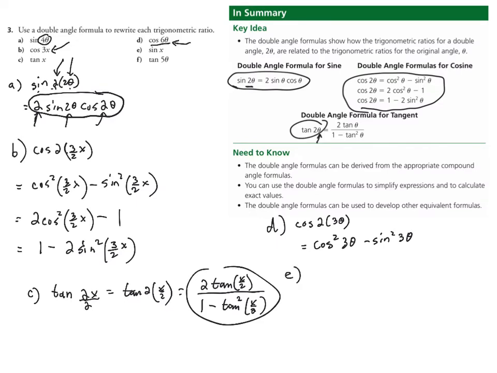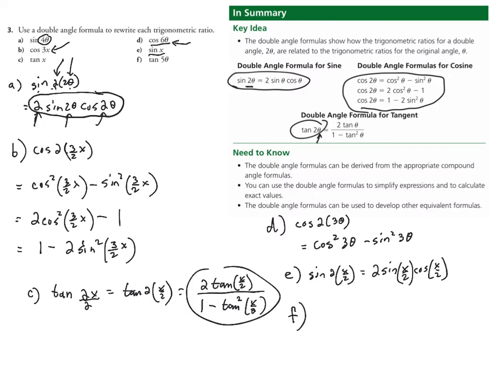Part E, sine of x. Well, sine of x is the same as sine of 2 times x over 2. So we can say that is 2 sine of x over 2 cos of x over 2. God knows why you'd ever want to make sine x into something so complicated, but that's the job.